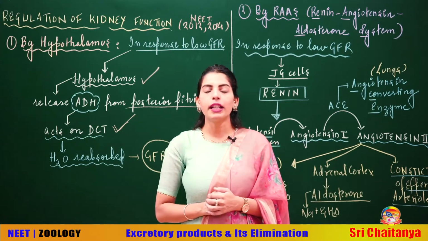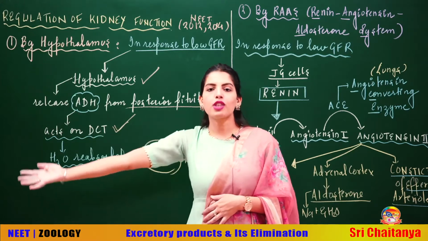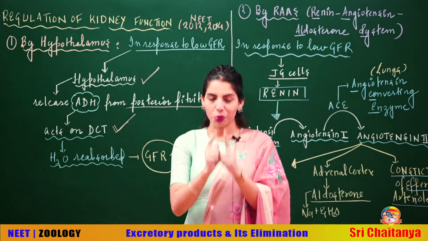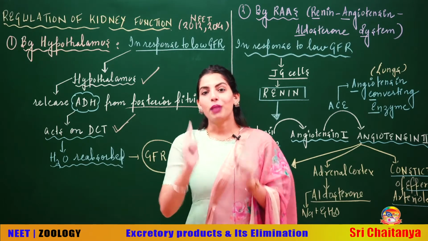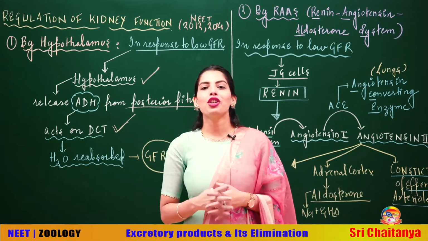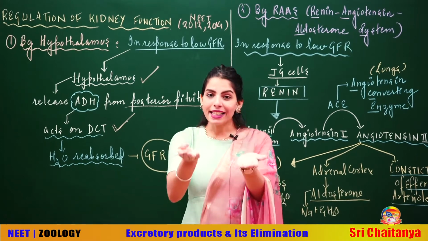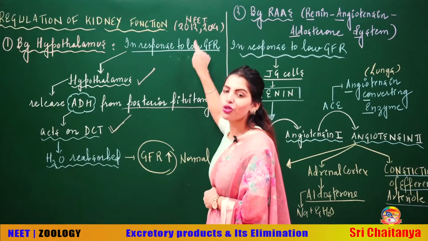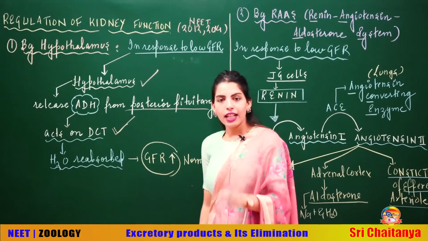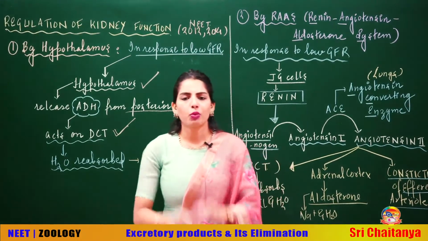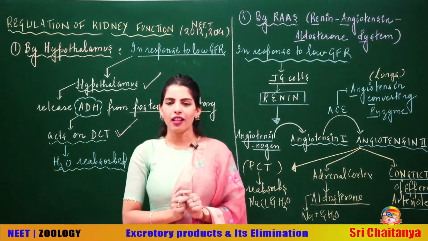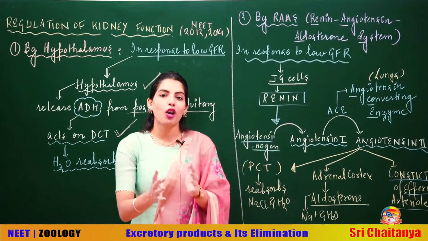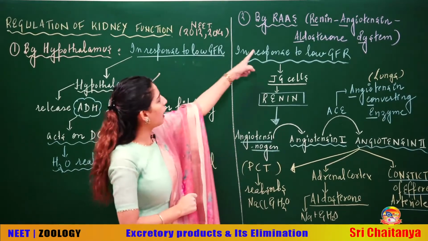And when you are reabsorbing a lot of water, that water is passed to your blood and your blood volume is increasing. That was your purpose, to increase the blood volume. When your blood volume is increased, ultimately your GFR will be increased. That was the purpose, because we were operating this in response to low GFR. Got it? Exactly like hypothalamus, which is operating during the low GFR, we have another mechanism that also works in response to low GFR only, and that is called RAS.